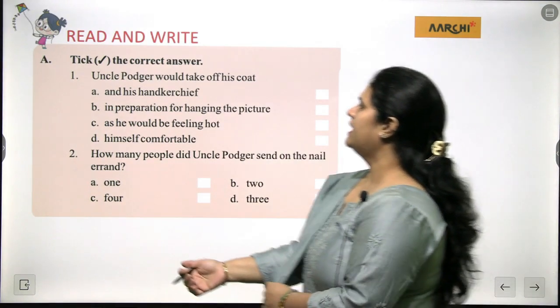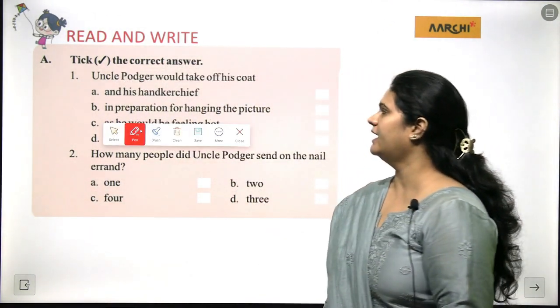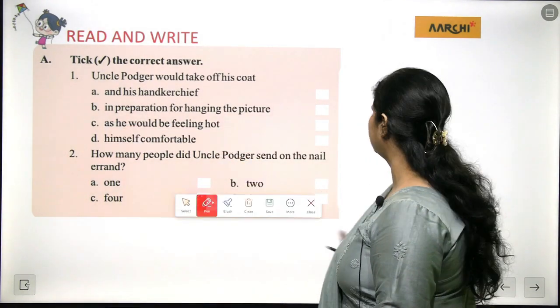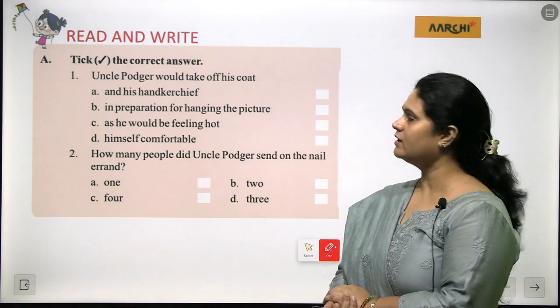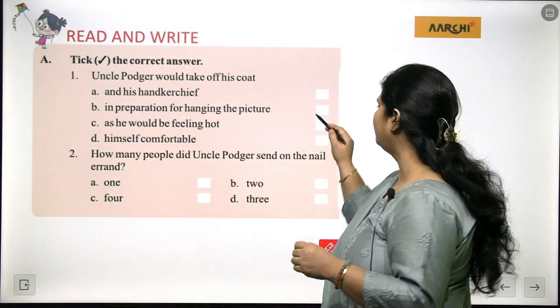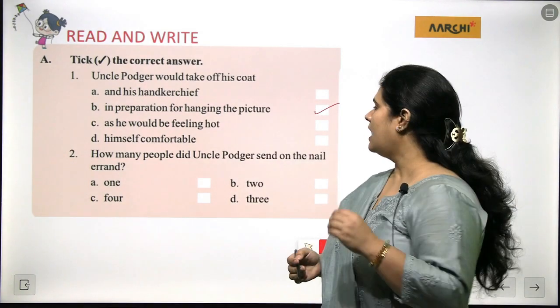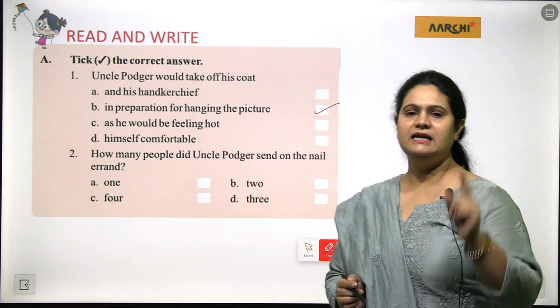Now let's read and write. Take the correct answer. Uncle Podger would take off his coat. Why would he take off his coat? In preparation for hanging the picture. Right? How many people did Uncle Podger send on the nail errand?